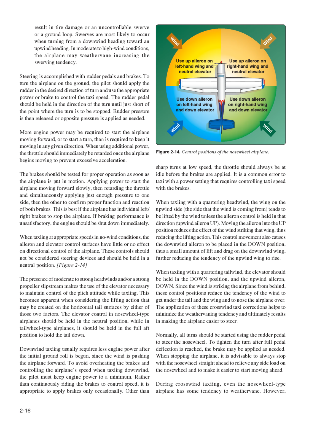Downwind taxiing usually requires less engine power after the initial ground roll is begun, since the wind is pushing the airplane forward. To avoid overheating the brakes when controlling the airplane's speed when taxiing downwind, the pilot must keep engine power to a minimum. Rather than continuously riding the brakes to control speed, it is appropriate to apply brakes only occasionally. Other than sharp turns at low speed, the throttle should always be at idle before the brakes are applied. It is a common error to taxi with a power setting that requires controlling taxi speed with the brakes.